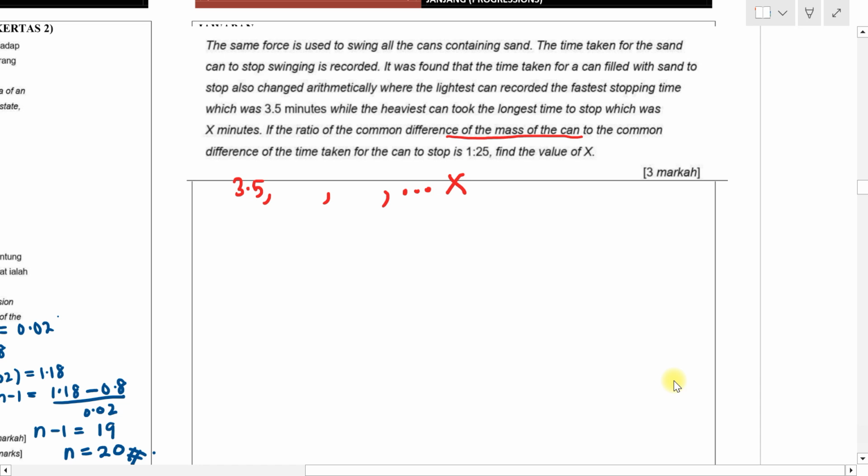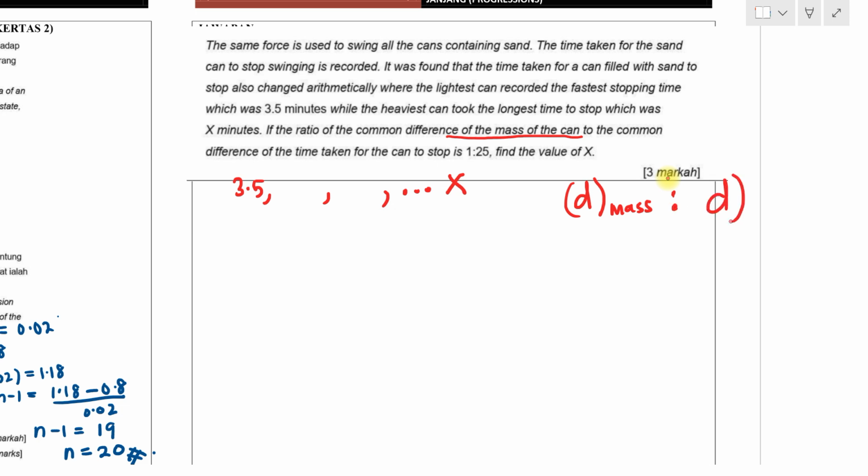Okay, previous experiment's D for the mass of the can experiment to the D of the time experiment is 1 to 25. So we know that the mass one is 0.02. So find your common difference for the time. So what is the common difference? So we have to calculate.